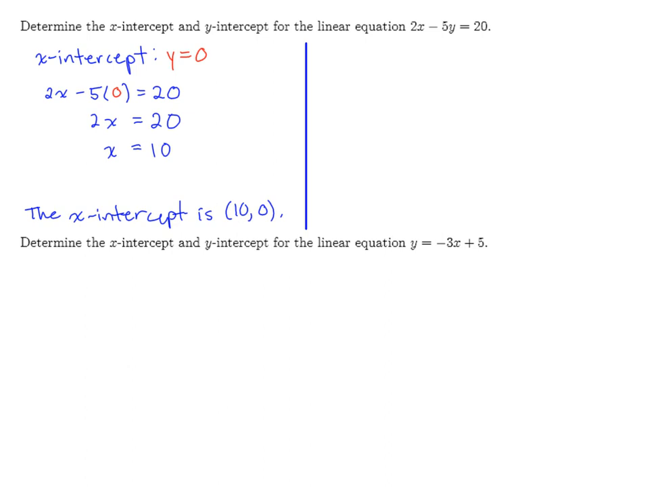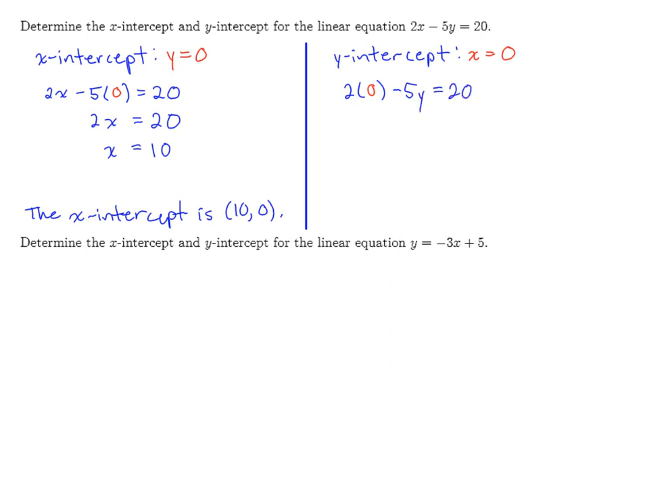I'm going to come over to the right column over here, and now I'm going to find the y-intercept. So remember that the y-intercept occurs where our linear equation intersects the y-axis, and again that's going to occur where the value of x is 0. So to algebraically determine that, we'll take our equation 2x minus 5y equals 20 and we'll replace x with 0. So we'll have 2 times 0 minus 5y equal to 20.